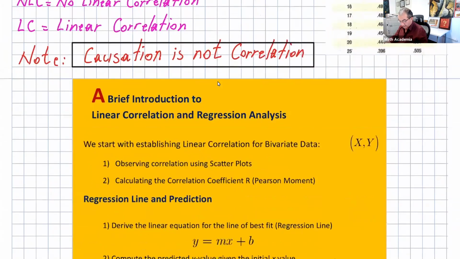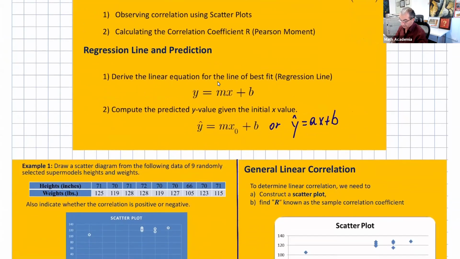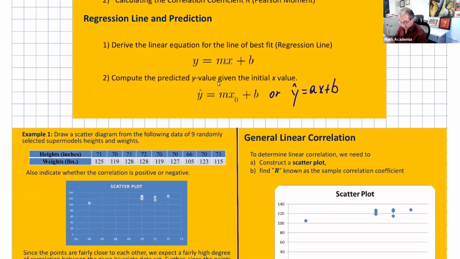Now we know from algebra the equation of a line is given by this formula, y equals mx plus b, where m is the slope and b is the y-intercept. So in case of regression or linear correlation, that's also called y hat, which is ax plus b. a and m are exactly the same thing.